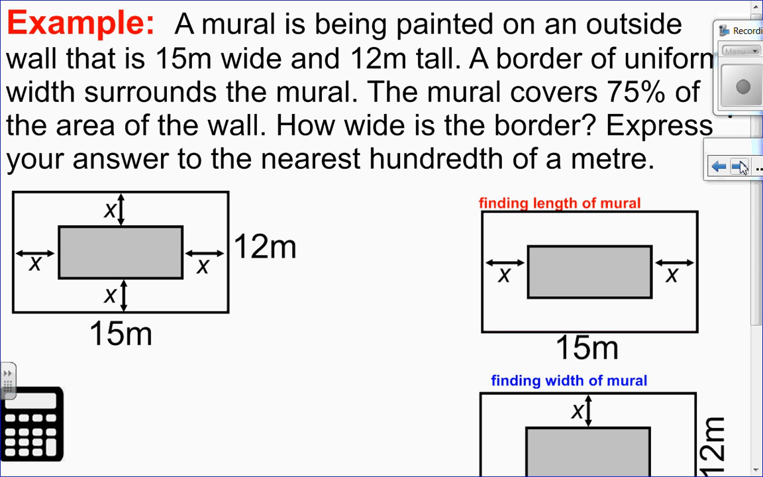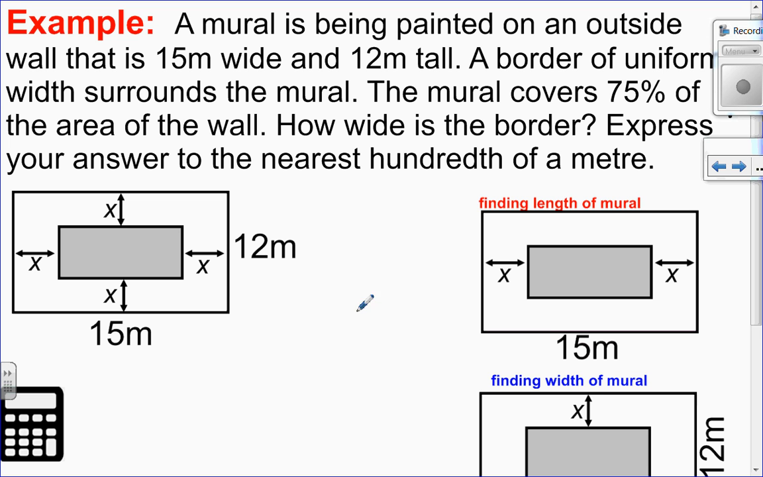Okay, so to end this lesson, I just want to do a word problem with you. There's a lot of these in your homework, so good to go over. So we have a mural that's being painted on the outside wall, and that outside wall measures 15 meters by 12 meters. A border of uniform width surrounds the mural. It's kind of like framing it. The mural covers 75% of the area of the wall. How wide is the border?